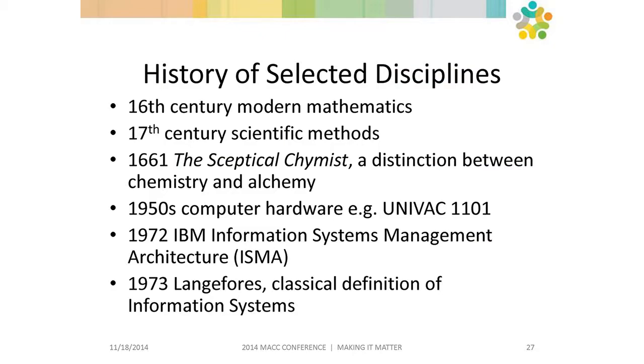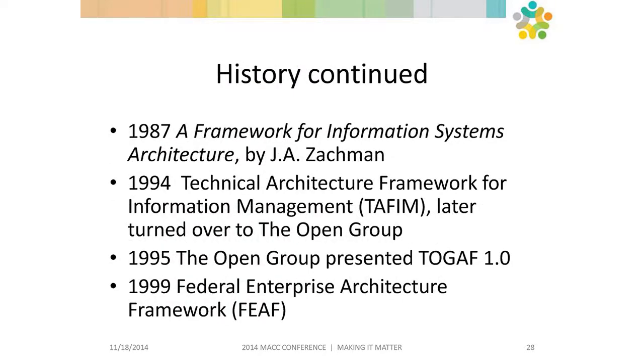I'm going through the history of the different selected academic disciplines. In the 16th century, modern mathematics were developed. In the 17th century, we had scientific methods. Also in the 17th century, the skeptical chemists, a distinction between chemistry and alchemy. I say that because I was a chemist for many years, where they actually separated the science from magic happening.